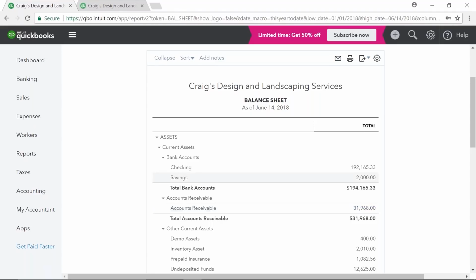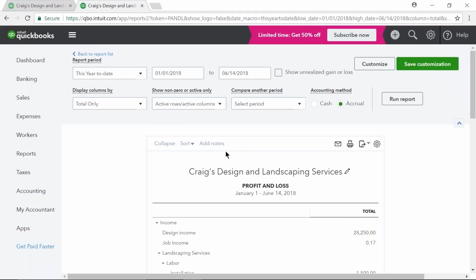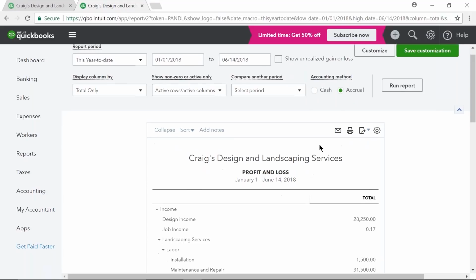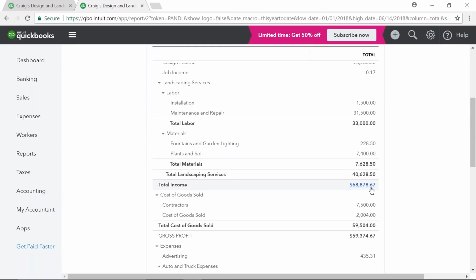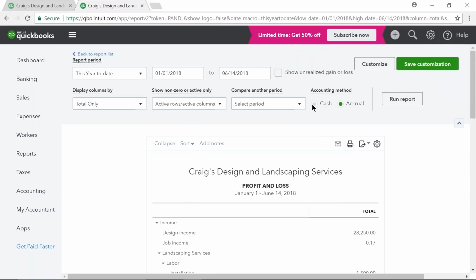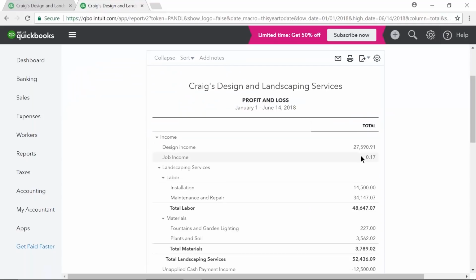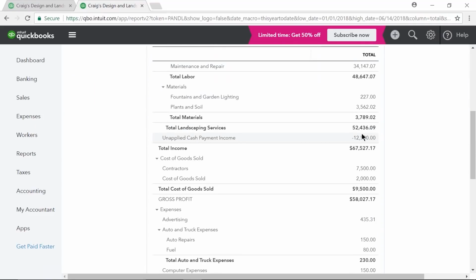So whenever I switch over to the profit and loss statement, and I switch over to the cash basis, I'll probably find that my income goes down because I have some open invoices, about $31,000 worth. So I'll switch over to cash, run the report, scroll down, and now I can see my total income went down. Not a whole lot, looks like.